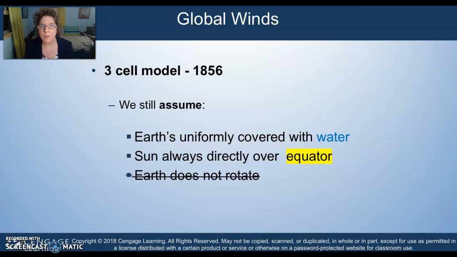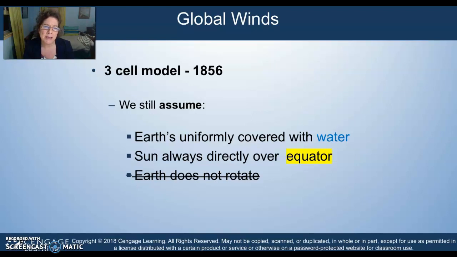So obviously the one cell model had some problems. It didn't explain the observations that were coming into the scientific community. So in 1856, this one cell model was revised and a 3-cell model was proposed. It actually took longer than 1856 for the final trappings to be put on the 3-cell model.